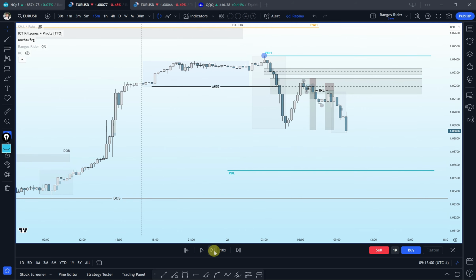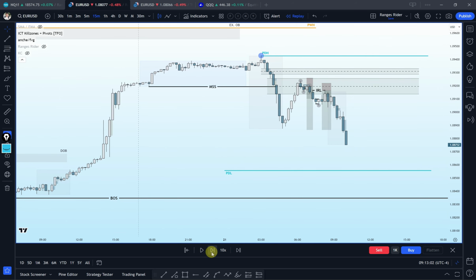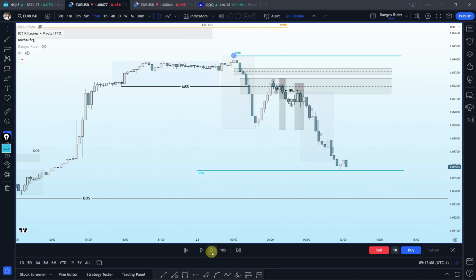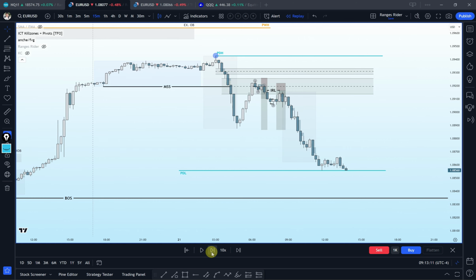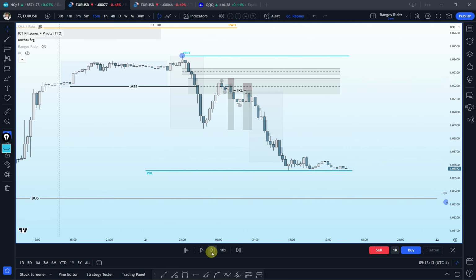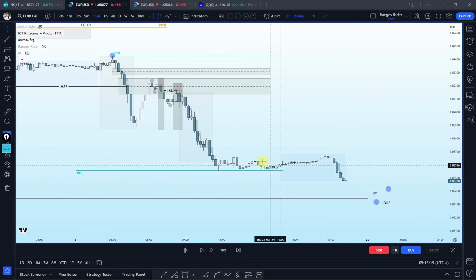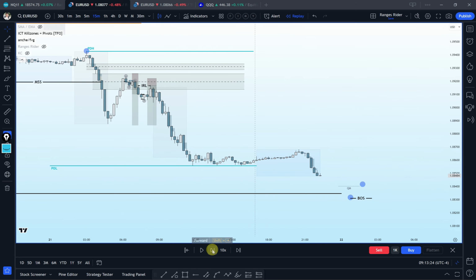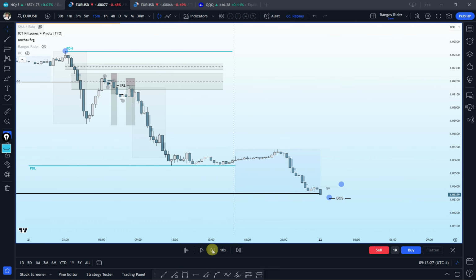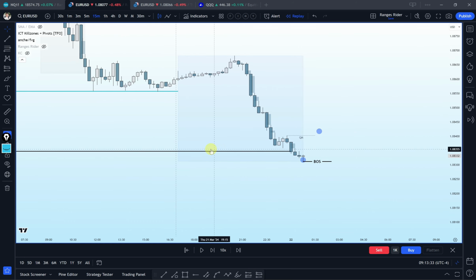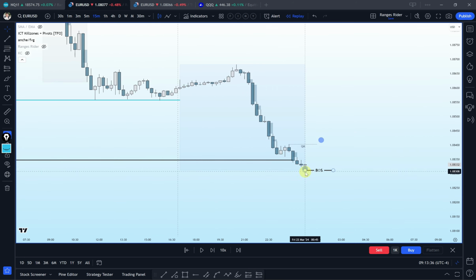And now let's see if we can find any pullback. We don't have any pullback yet. And then this is where the new day has started. And then what do we have now? We have another break of structure. And once we get the break of structure, what are we looking for? We are looking for a QM.